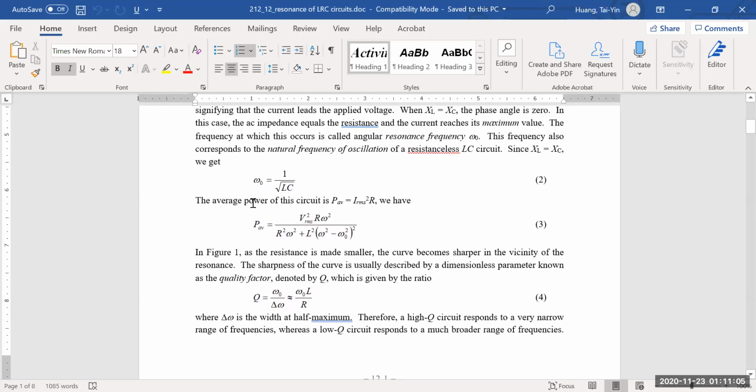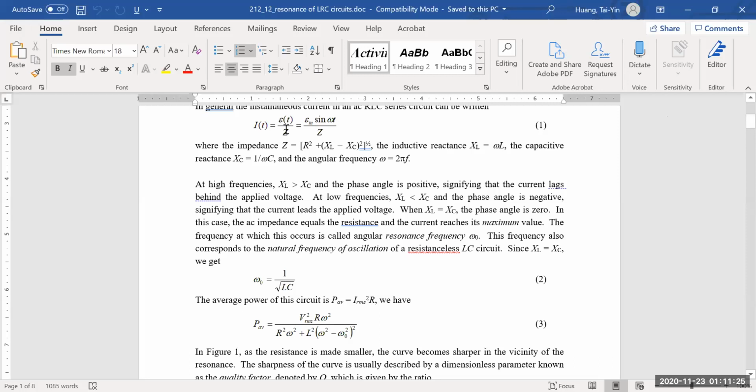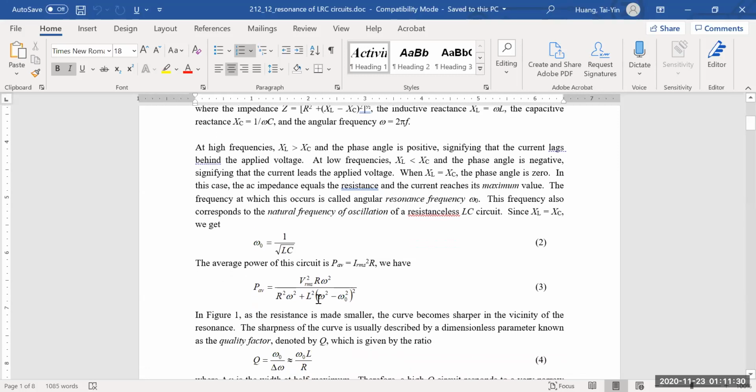When we're dealing with the AC circuit, we usually are more interested in knowing the average power. The average power of the circuit can be found using this: the average power is equal to the root mean square value of current squared times R. Then, realizing that your current and voltage are related, you'll find that the average power has this expression, which is the root mean square value of voltage squared times the resistance times omega squared over this term.